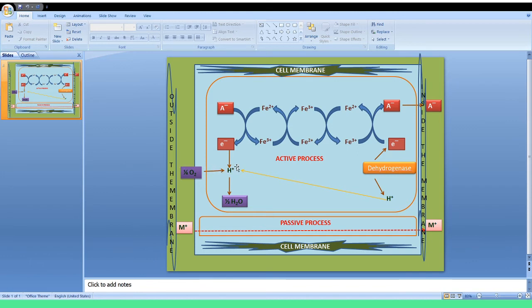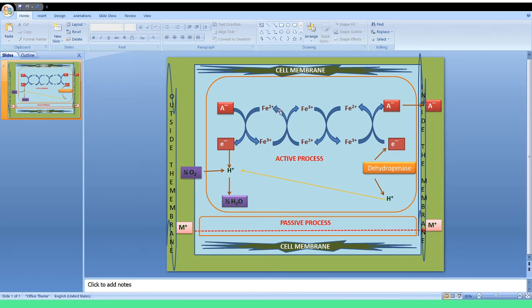oxygen molecule from the outer region to form a water molecule. Now, the iron protein becomes oxidized, thereby it takes an anion from the outer region of the cell membrane.